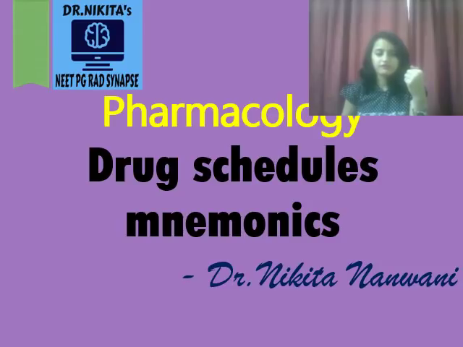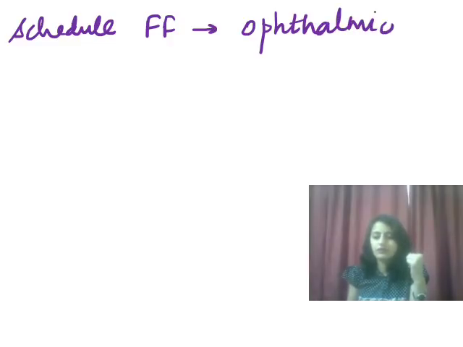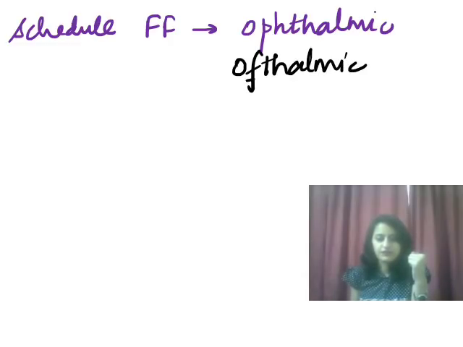So the first schedule that we would be seeing is schedule FF. Schedule FF is for ophthalmic drugs. How do we remember that? We remember it by spelling ophthalmic as OF. So FF is for ophthalmic drugs.